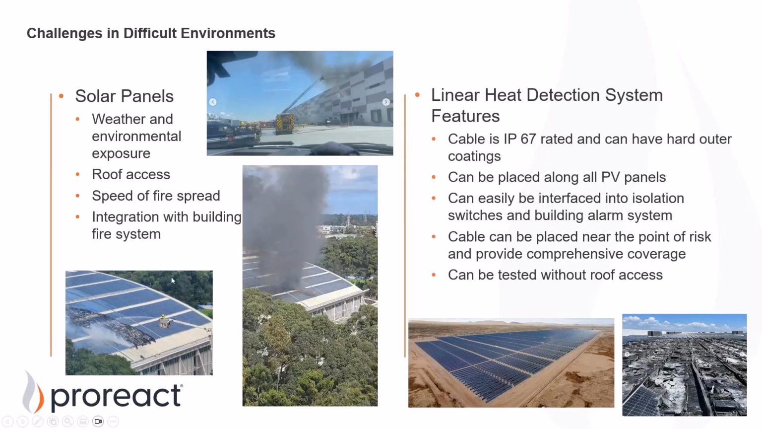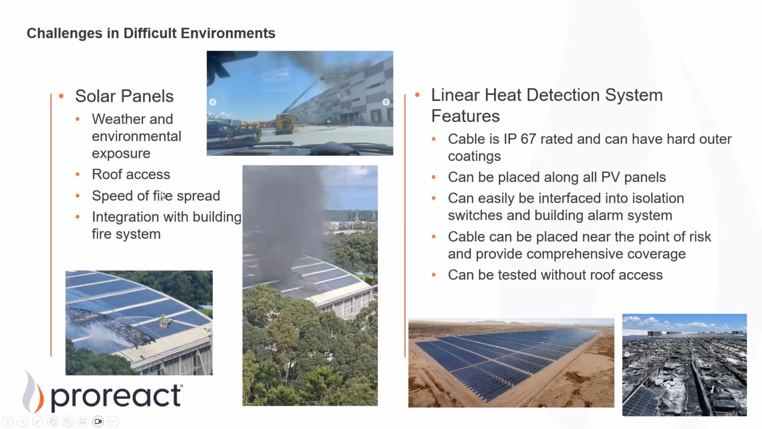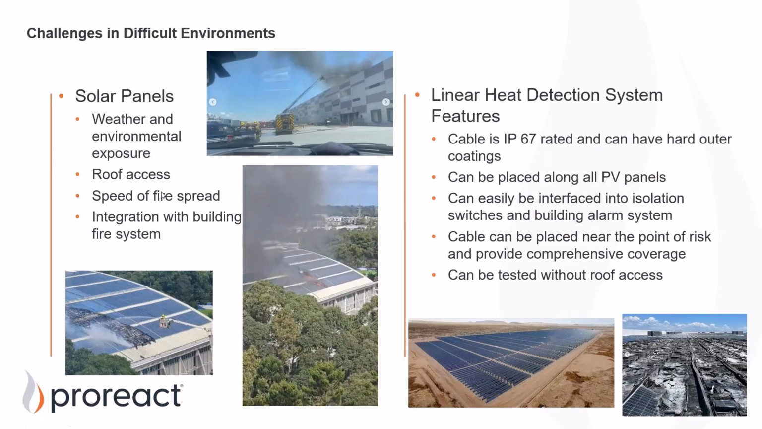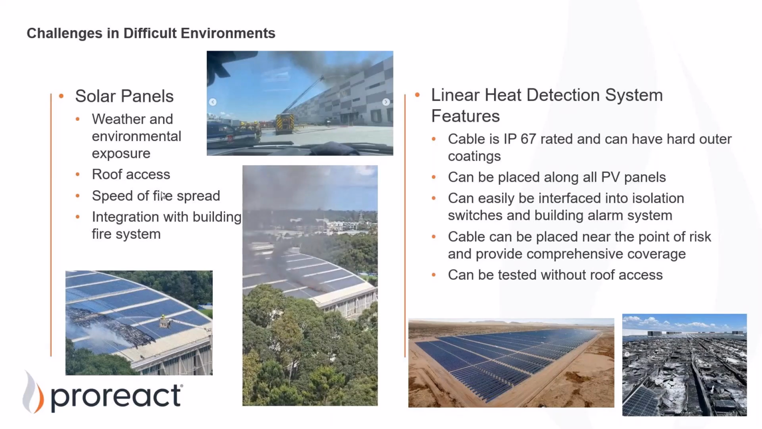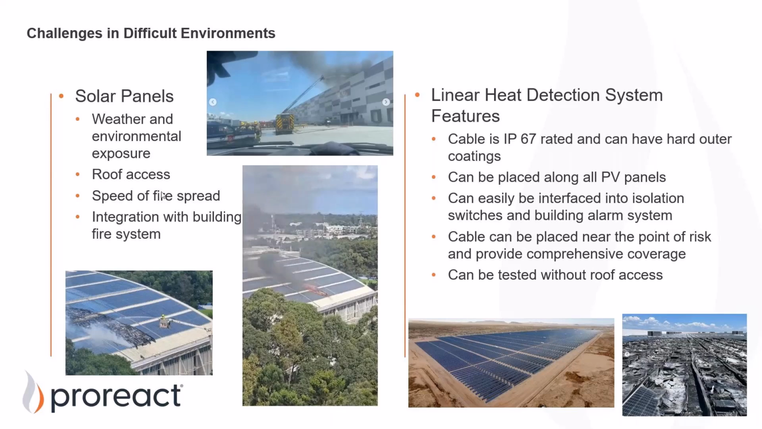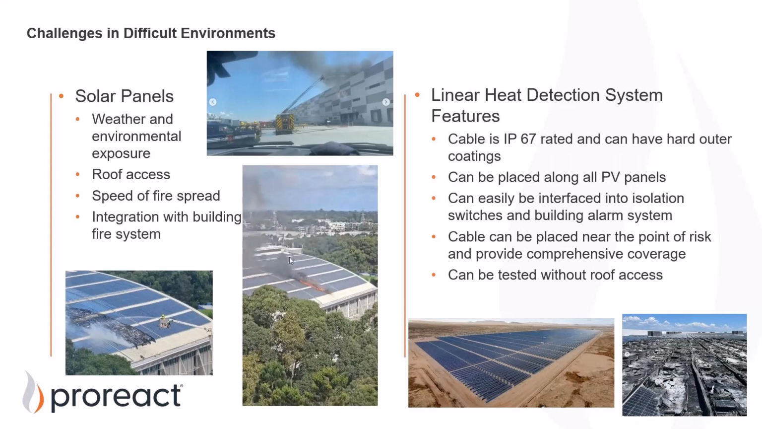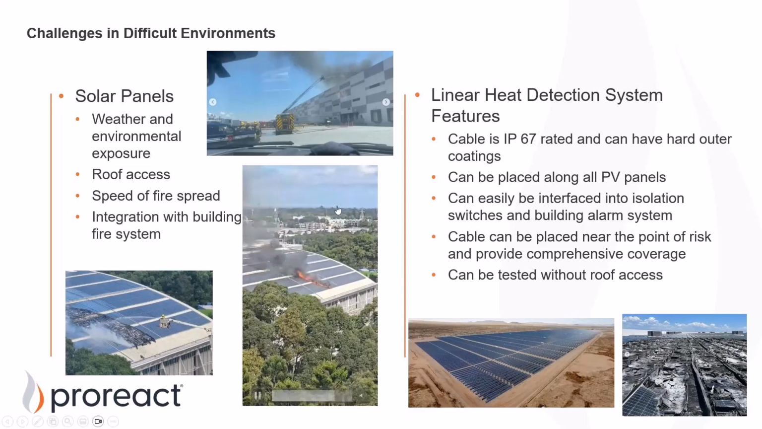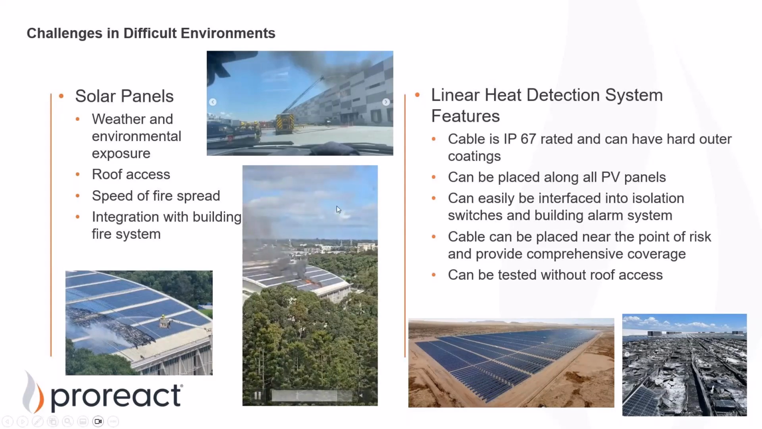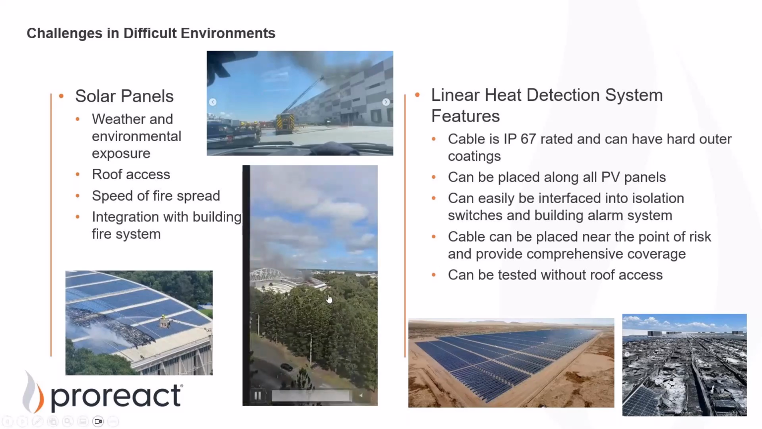So solar panels on roofs. Here's a little video here. It can be a challenge from a firefighting aspect, especially not having visibility of it, not knowing exactly what kind of damage it's doing to the structure of the roof, and getting it extinguished and stopping it from spreading. So earlier detection is a good idea, and linear heat detection is suitable for that environment.